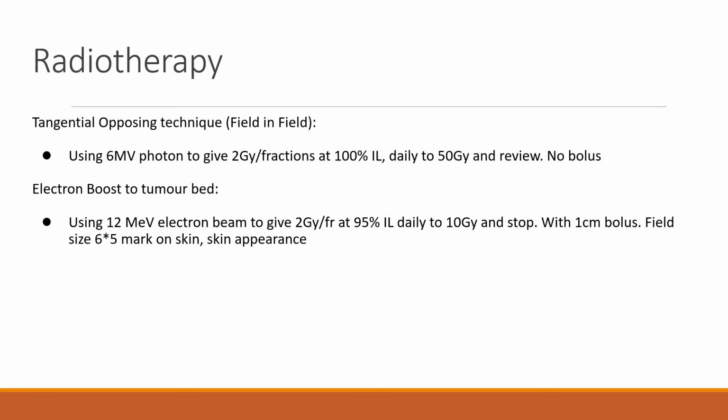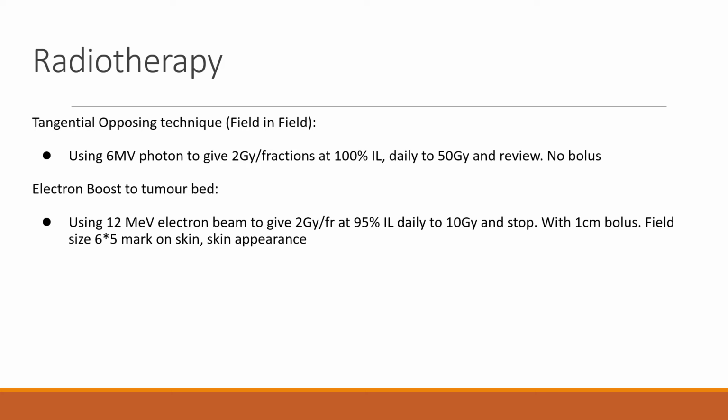And for the radiotherapy, the patient is treated by 2 fields, which is tangential opposing technique using field-in-field technique and half-beam block technique, and electron boost to tumor bed for the first field. The setup is using 6 MV photon to give 2 gray per fraction and 100% isodose level daily to 50 gray and refill, no bolus.